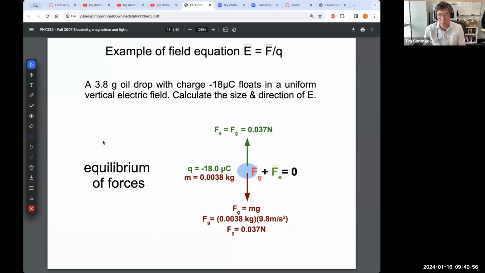So here's a problem that I've posted. As I say, it's an example of using the field equation. In this particular problem, we have a tiny, microscopic-sized, or at least very small, oil drop. We're told its mass is 3.8 grams, and that it's charged. It has a negative charge of 18 microcoulombs, 18 times 10 to the minus 6 coulombs. And we're told that it's just floating in space.